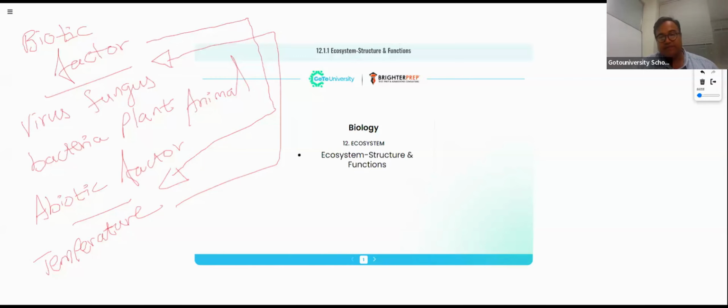The second basic piece of information we need to understand in this chapter number 12, ecosystem, is that we are going to discuss what different types of ecosystem exist in different geographical areas. For example, there is a liquid ecosystem and a land ecosystem. Within the land ecosystem, some areas are rich in water.